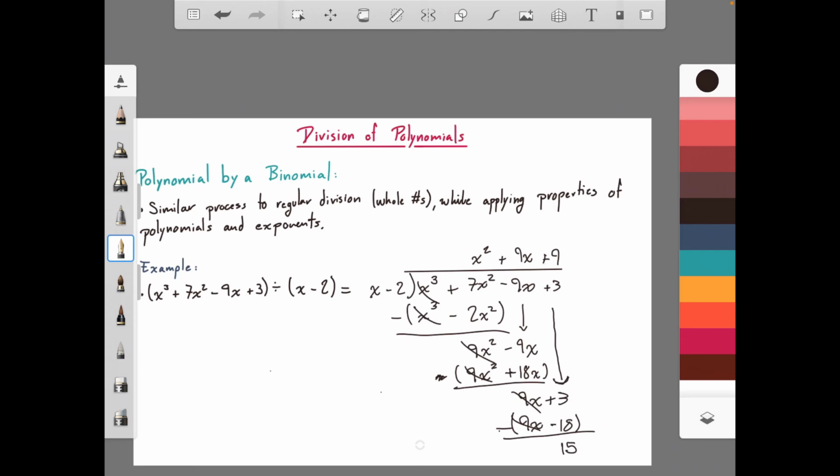15. So our final answer is going to be x squared plus 9x plus 9, and this remainder we are also going to show here because we are not going to leave that remainder alone. So we say 15 over x minus 2. Okay, and that is basically dividing polynomials.